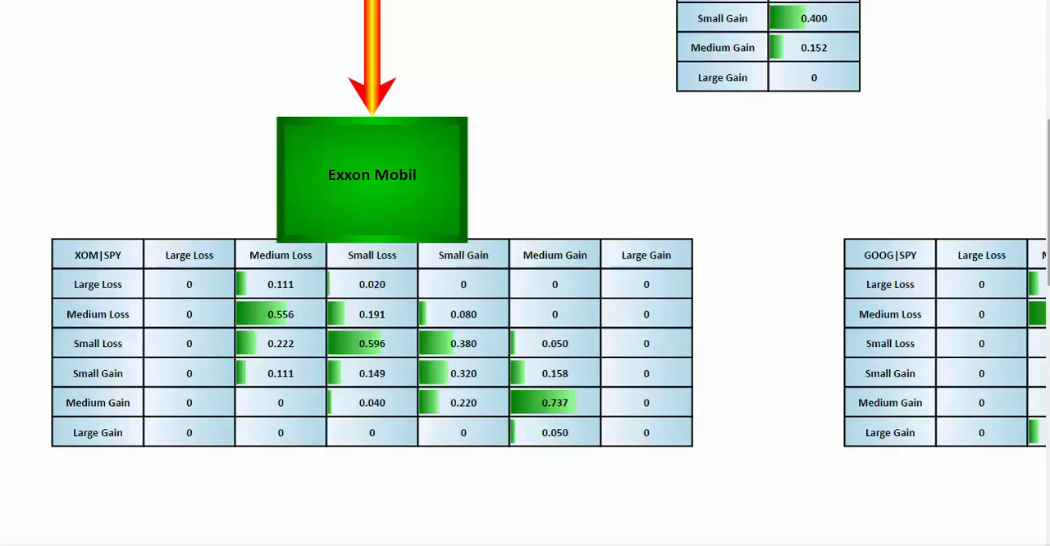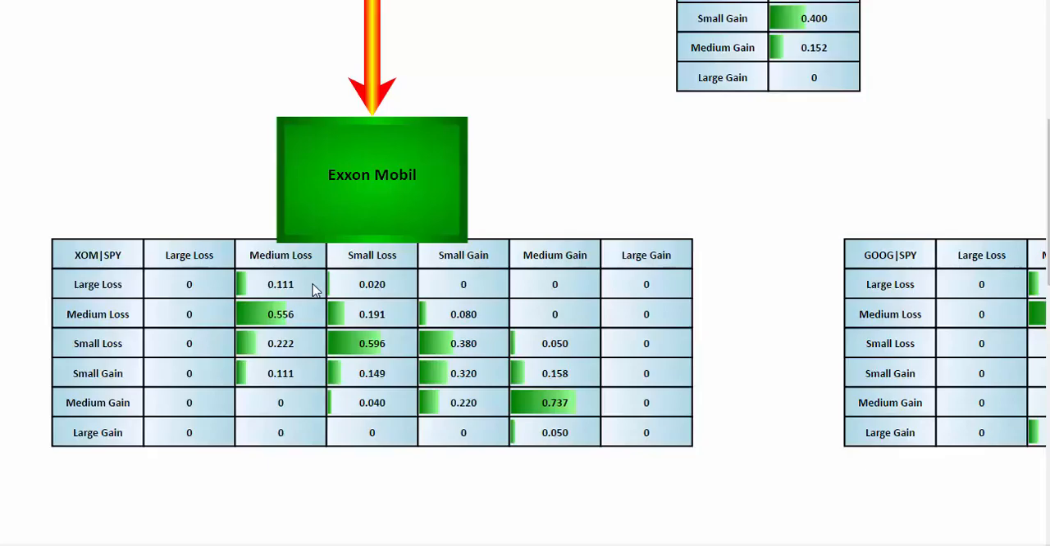This graphic shows the conditional probabilities for ExxonMobil. These can be read as follows. Given a medium loss for SPY, the probability of a large loss for Exxon is 11%. Notice that the probabilities in the large loss and gain columns are both 0. This occurs because the U.S. market never lost or gained more than 3% in the historical period.